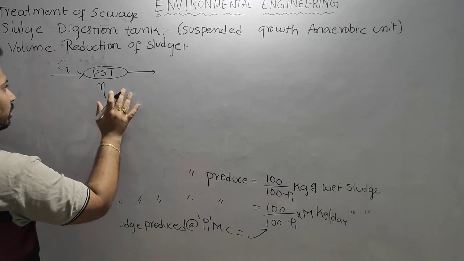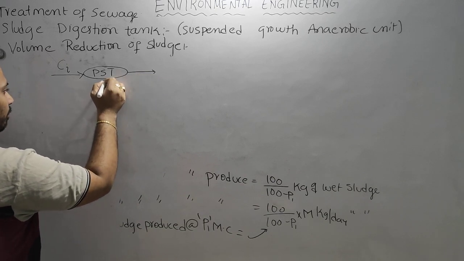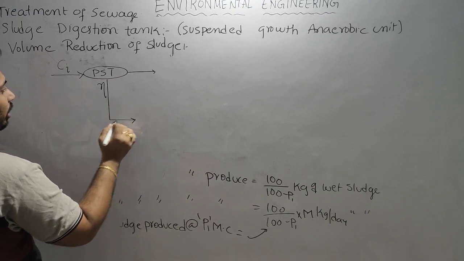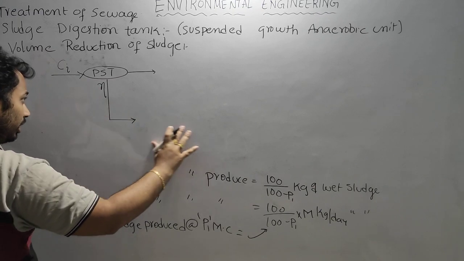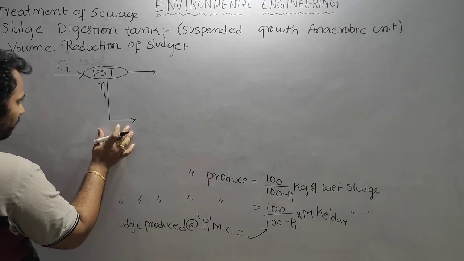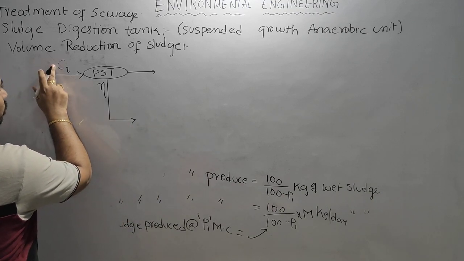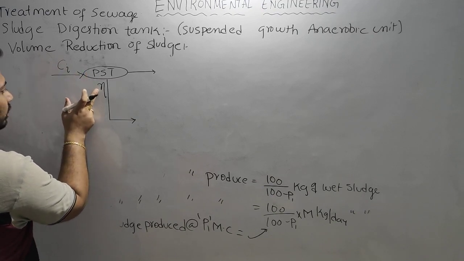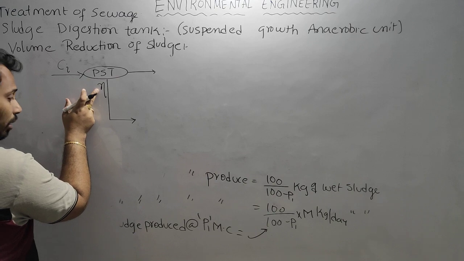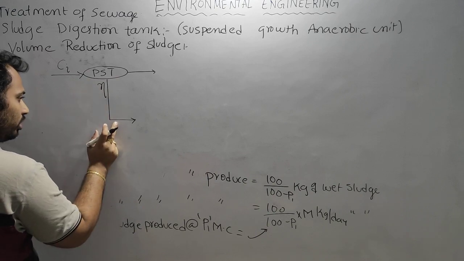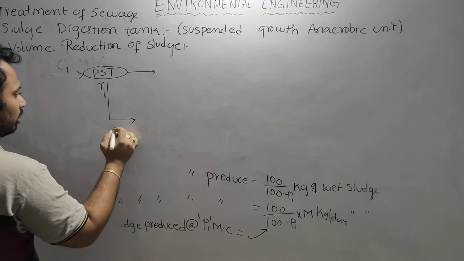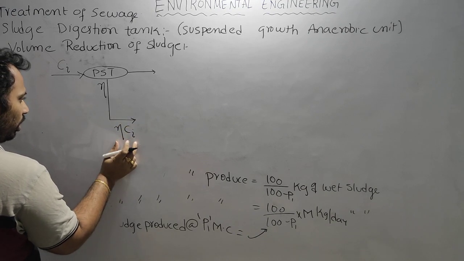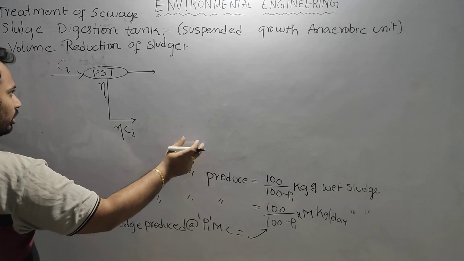sedimentation tank. From here some solids will go in sludge to the sludge digestion tank. How much solids will come here? If this is the solids entered into the primary sedimentation tank and this is the solids removed in the primary sedimentation tank, then how many solids are coming from this location? So eta into Ci. This is the amount of solids which are entering into the sludge digestion tank.